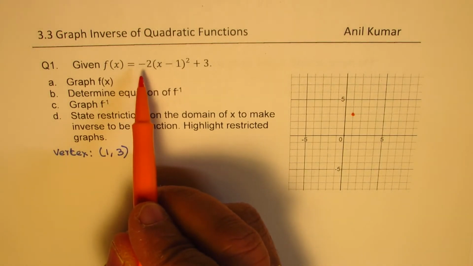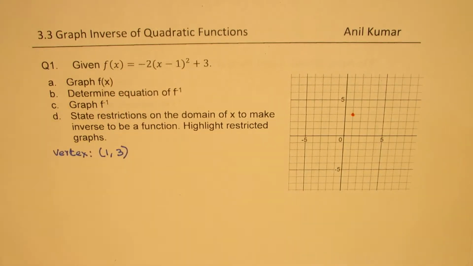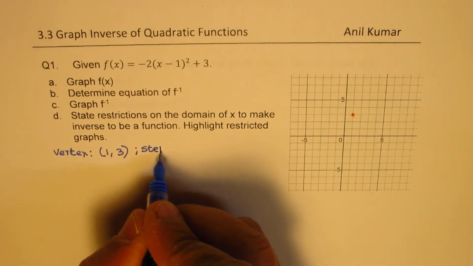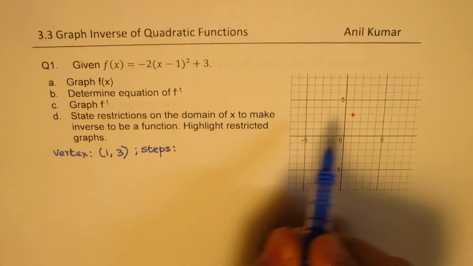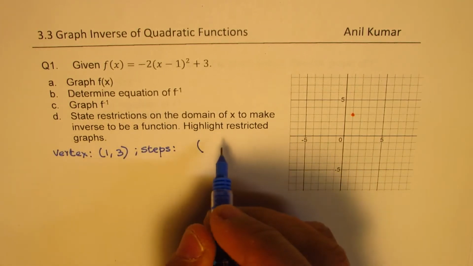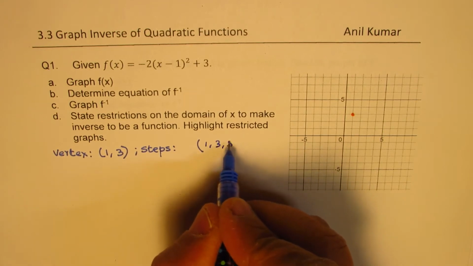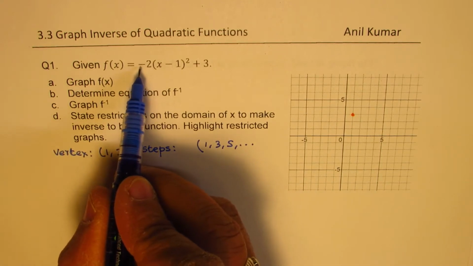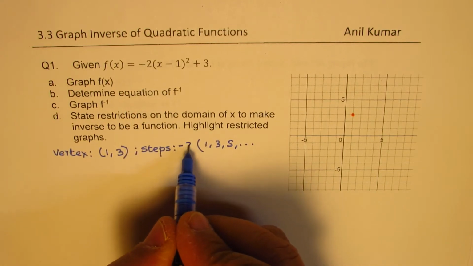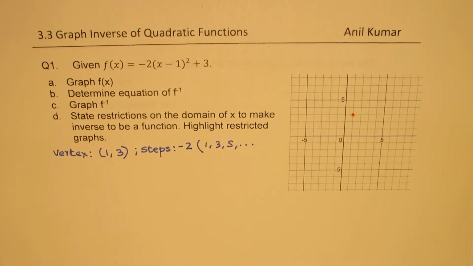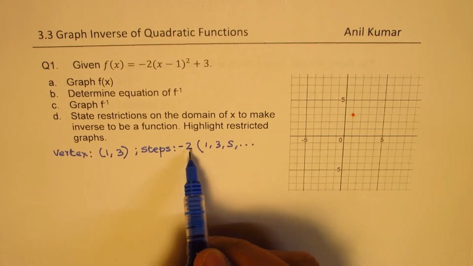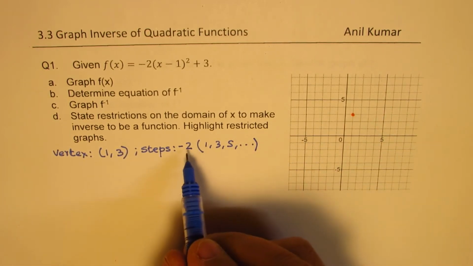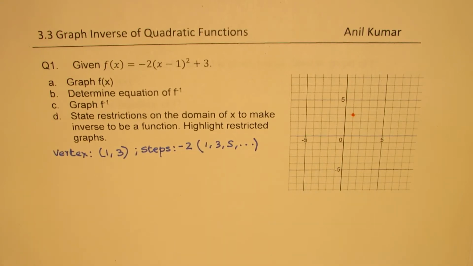Now that minus indicates that the graph is going to open downwards. We will use steps to sketch the rest. Normal steps for any graph y equals x square is 1, 3, 5, 7 and so on. We are going to multiply this with the a value, which is minus 2. That means the graph is reflected on the x-axis and there's a vertical stretch by a factor of 2. It really means that if you move 1 unit to the right, you have to now go 2 units down, right? So we'll get the other points.